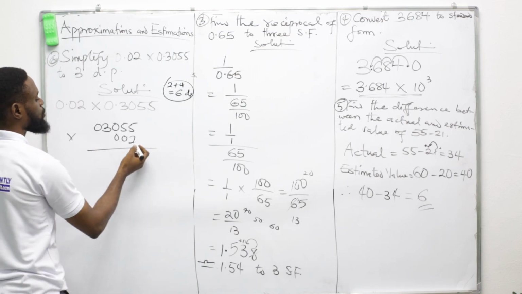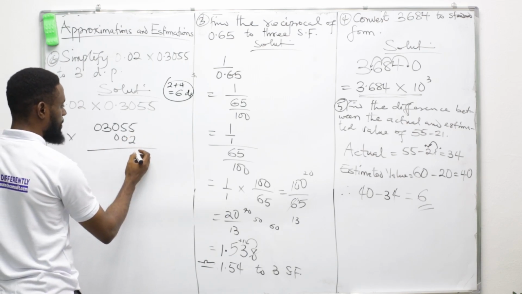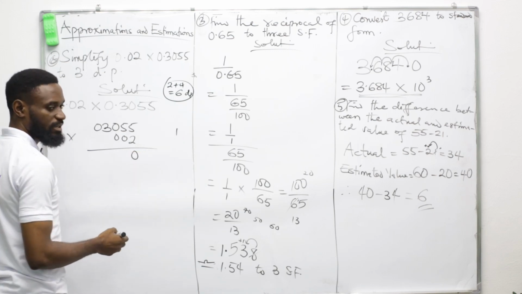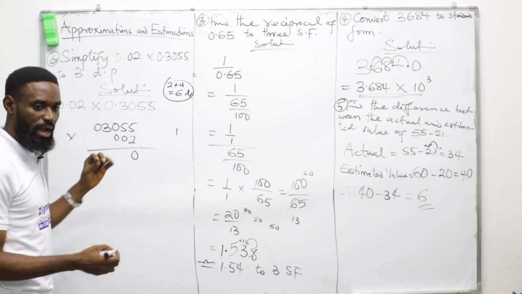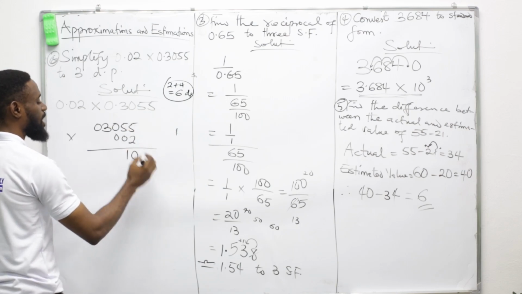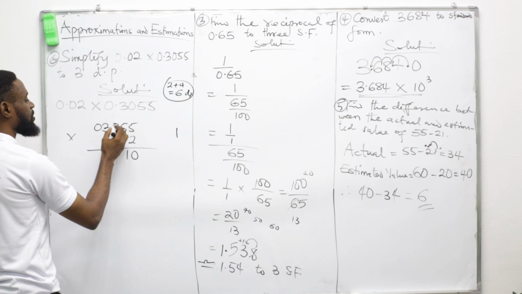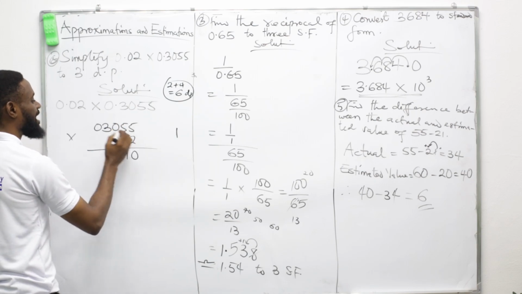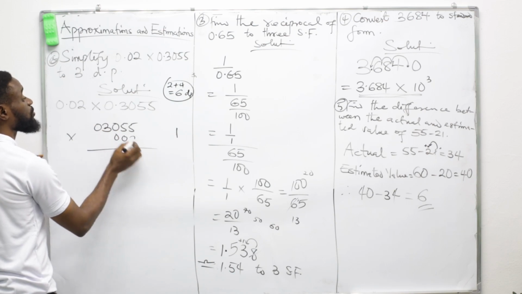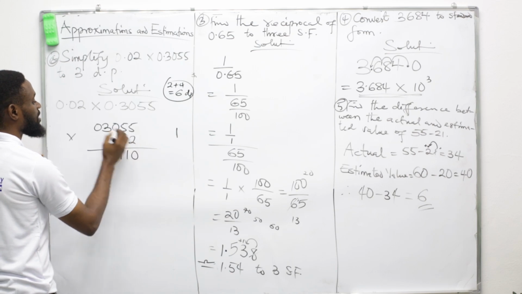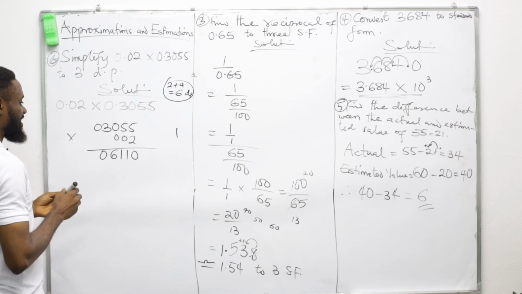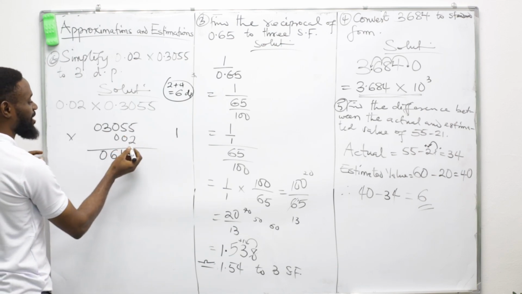We're multiplying now. 2 times 5 is 10. Write down 0, carry 1. Are you with me? 2 times 5 is 10, plus 1 is 11. So we put 1, carry 1 again. 2 times 0 is 0 plus 1. We put 1. 2 times 3 is 6. So we put 6 here. 2 times 0 is 0. Can you see that? We come to 0 here now. We are done with this.